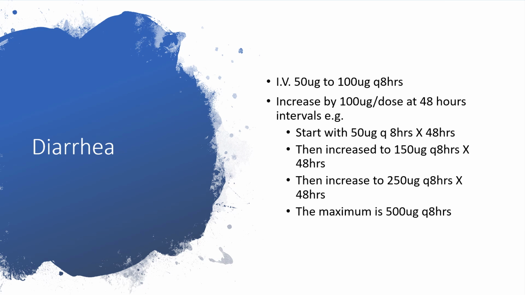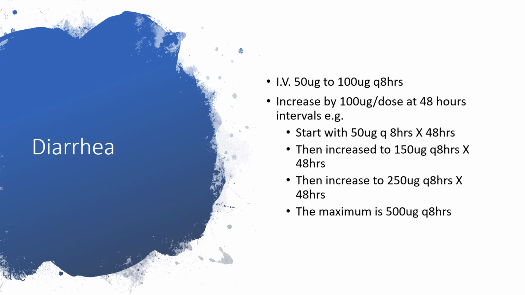If you are dealing with diarrhea, start with an intravenous dosage of 50 microgram to 100 microgram every 8 hours. You can increase by 100 microgram per dose at 48 hour intervals. For example, you are dealing with chronic diarrhea in a patient and you have chosen to use Octreotide. The first thing to do is give Octreotide at 50 microgram every 8 hours for 48 hours.